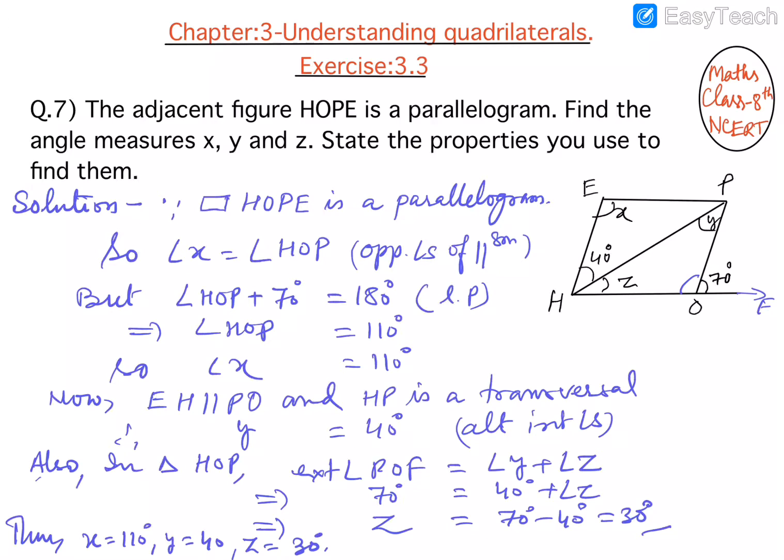Now EH is parallel to PO and HP is a transversal, so y is equal to 40. Why? Because these are alternate interior angles which are equal when the lines are parallel. So y will be 40 degrees.